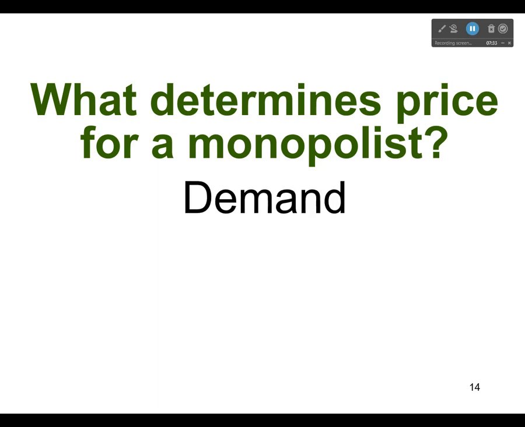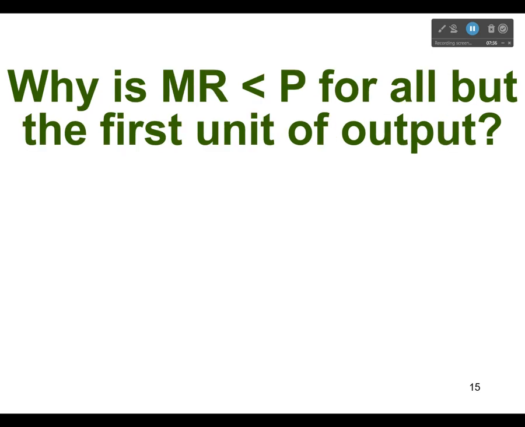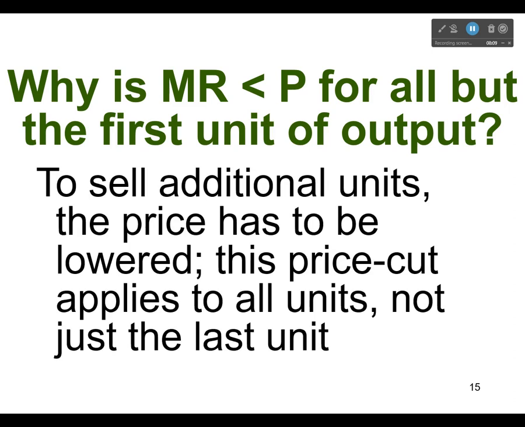Demand determines the price for a monopolist. Monopolists cannot make any price that they want. They must respond to a demand curve in the neoclassical paradigm. Now, in this case, the marginal revenue curve is not the same as the demand curve. The marginal revenue curve is always underneath or less than demand at any given quantity, and we'll show you that in a few slides. But why is that? That is because the monopolist faces a downward sloping demand curve.